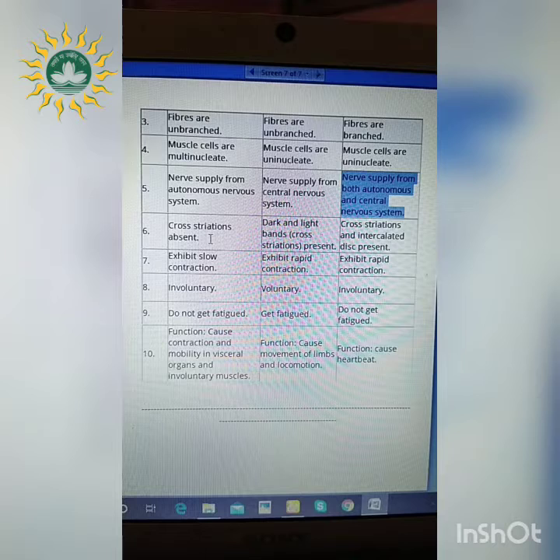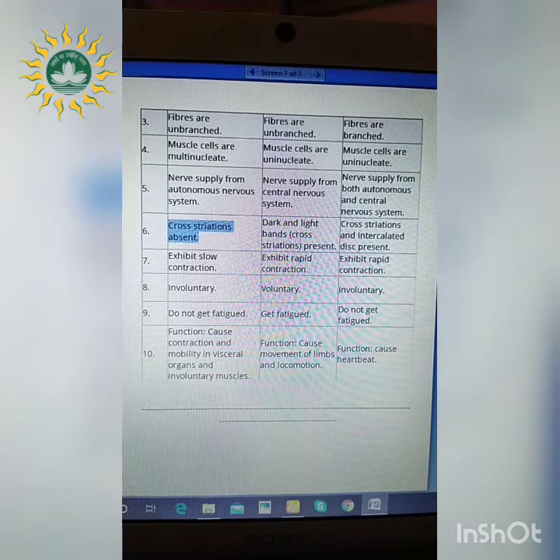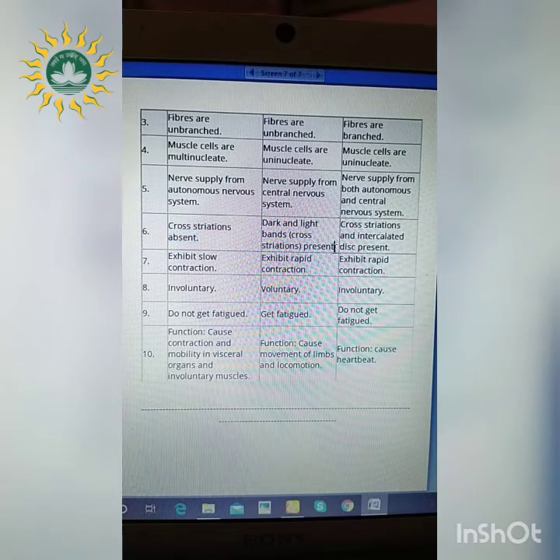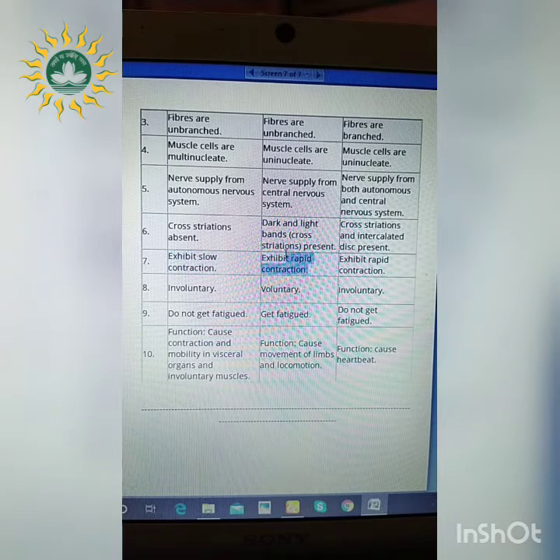In the unstriated ones, as you can understand from the name, no striations are present, so the cross striations will obviously be absent. In striated muscles, the dark and light bands, that means the striations, are definitely present. And in cardiac muscles, the cross striations and intercalated discs are present. Intercalated discs means that in between the striations there are some disc-like structures. The first one, unstriated, exhibits slow contraction, whereas the other two, striated and cardiac, have rapid contraction. That means they are moving rapidly.